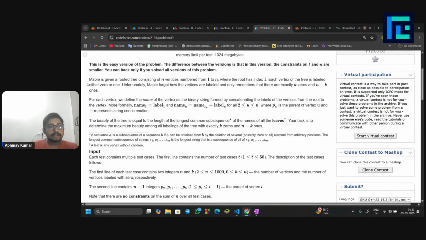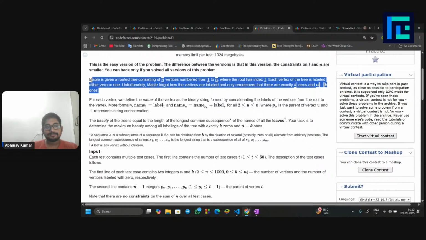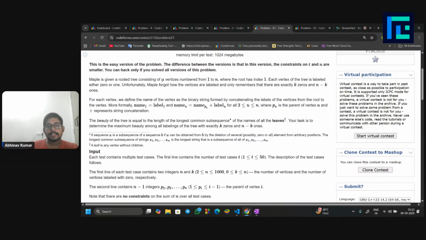Maple is given a rooted tree consisting of n vertices numbered from 1 to n, where the root has index 1. Each vertex of the tree is labeled either 0 or 1. Unfortunately, Maple forgot how many vertices are labeled 0 and only remembers that there are exactly k zeros and n minus k ones. So you have a tree of size n with 1 as the root, and every vertex is labeled either 0 or 1, but you don't know exactly how, only that there is a total of k zeros and n minus k ones in the tree.